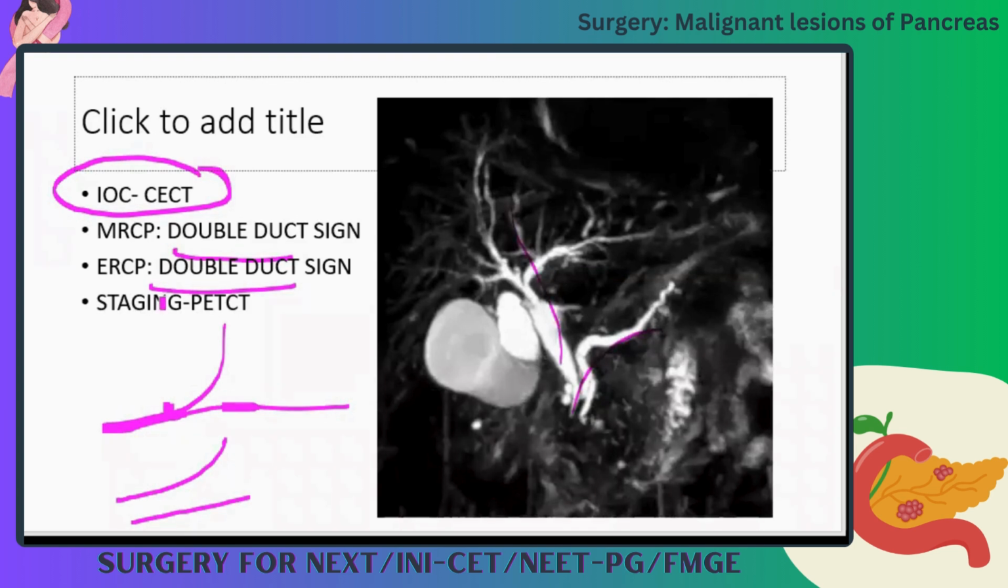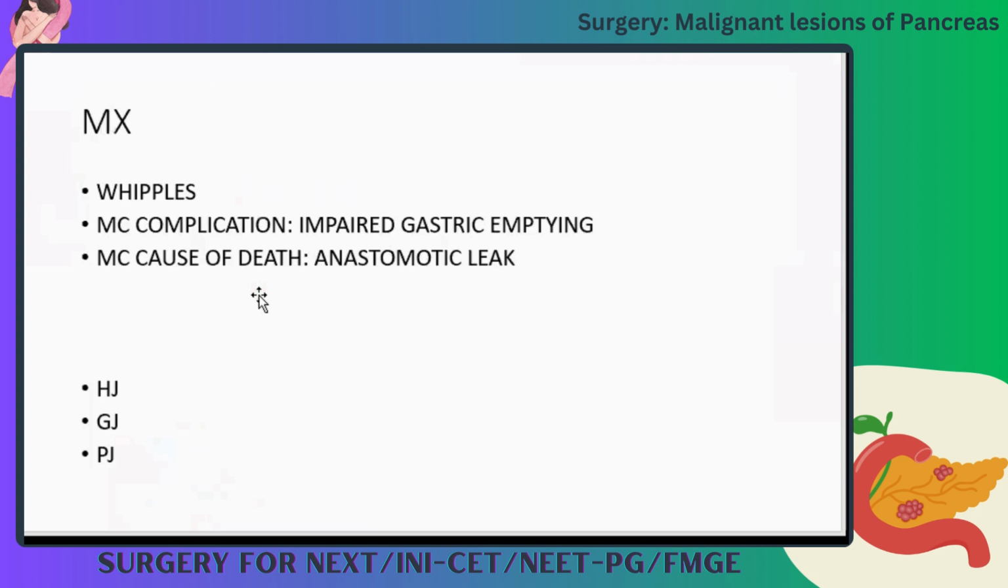Yes, sir. So where do you find chain of lakes appearance? Chronic pancreatitis. Where do you find double duct sign? Periampullary cancer. Good.